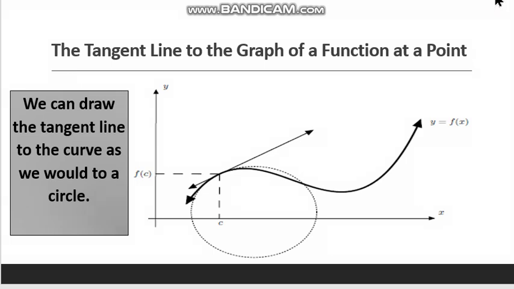Now for the tangent line to the graph of a function at a point. So consider this graph of a function at a point C, and if of C, we can draw the tangent line to the curve as we would to a circle. So you can draw an imaginary circle under your graph at a certain point, and then you can draw the tangent line on a point.